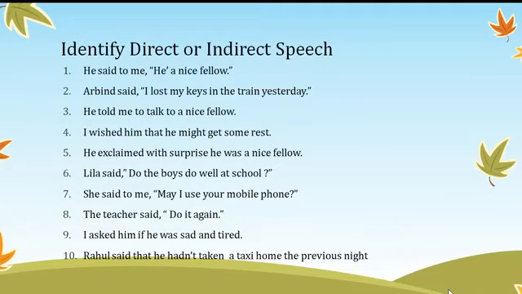There are exercises 1 to 10. You just have to write over that. Either that is direct speech or indirect speech. You will have to write only direct speech or indirect speech. In short, you can also write DS or IS.